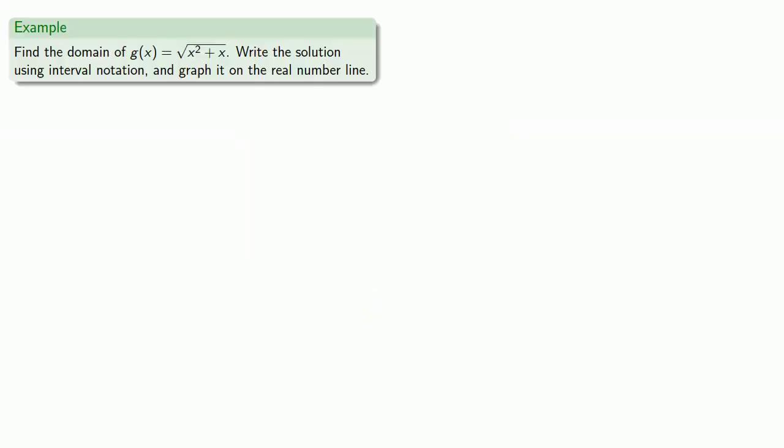So let's find the domain of the function g of x equals square root of x squared plus x, and let's write our solution using interval notation and graph it on the real number line. So remember, the domain consists of all allowable x values.